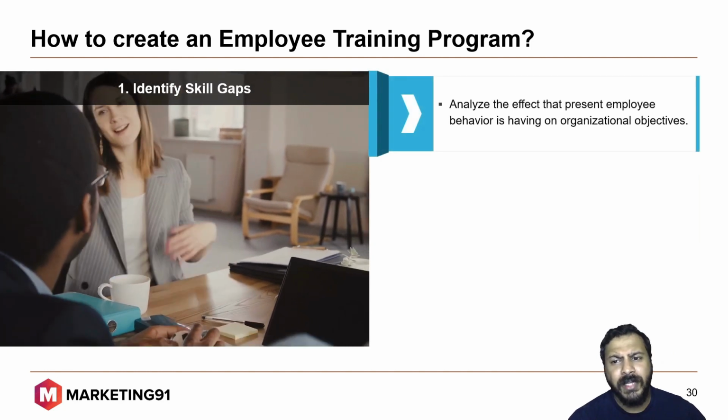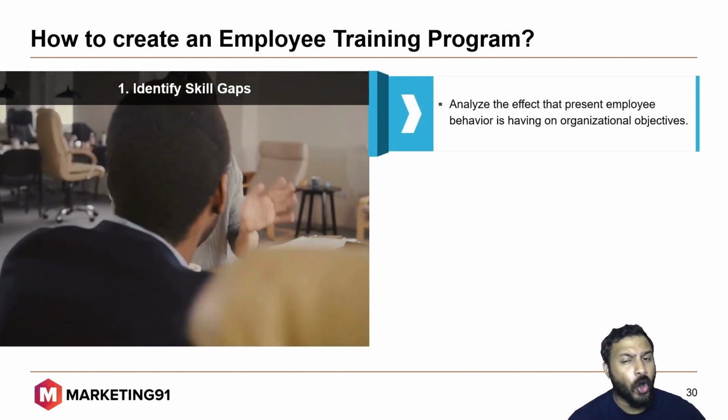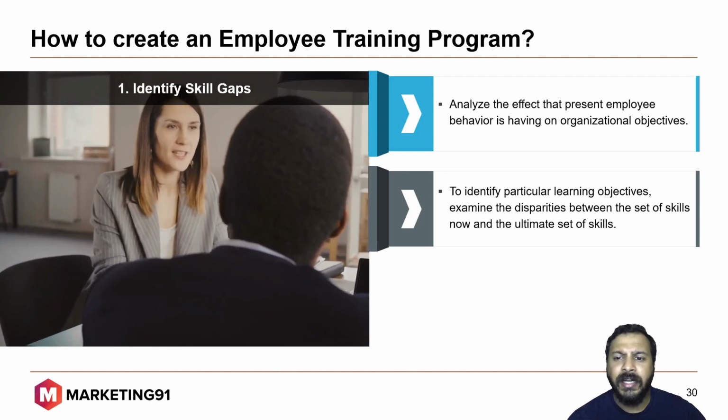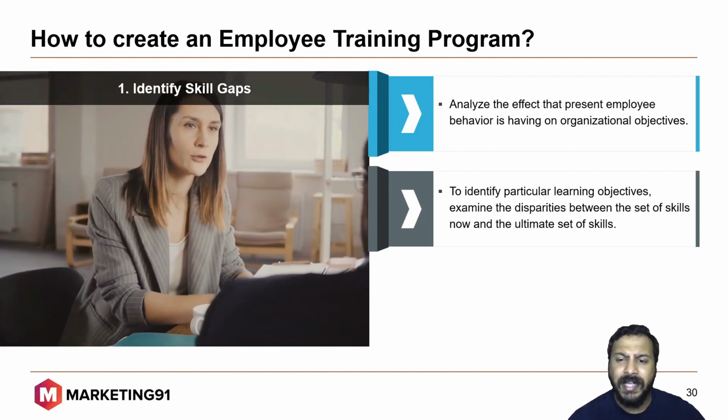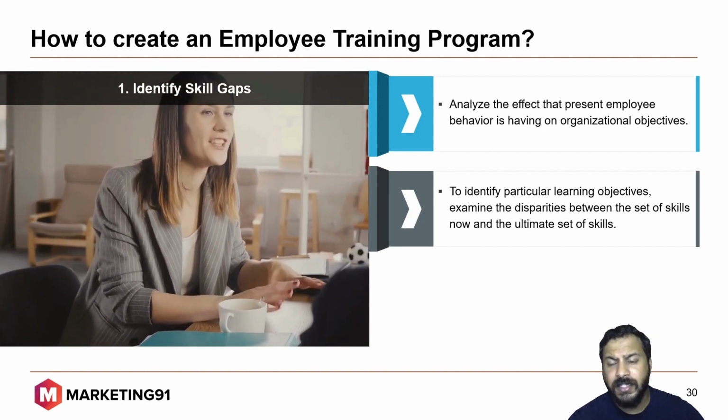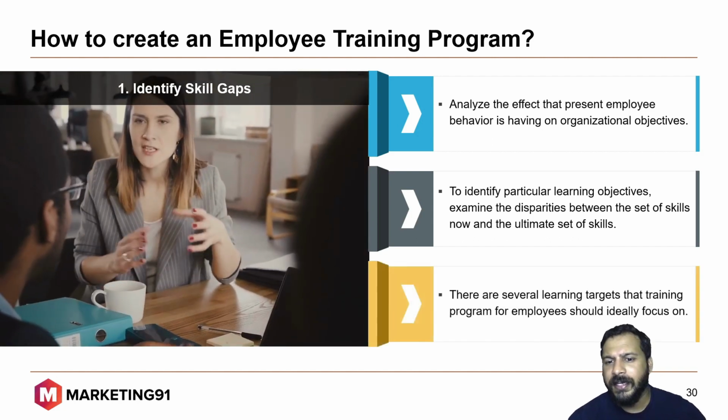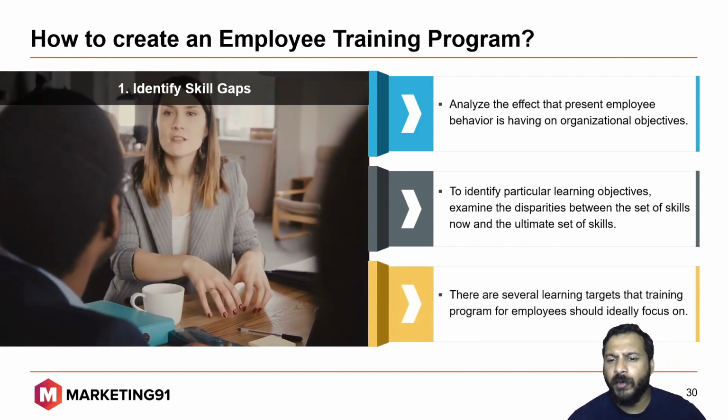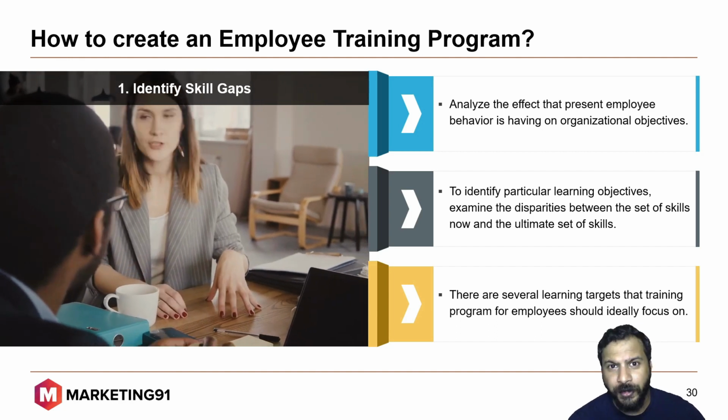Analyze the effect that present employee behavior is having on organizational objectives. Then identify particular learning objectives and examine disparities between the set of skills now and the ultimate set of skills. There are several training targets that a training program for employees should ideally focus on.